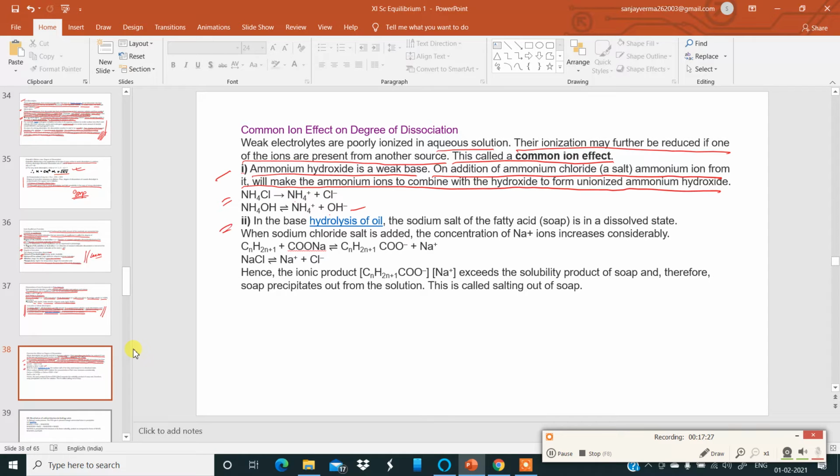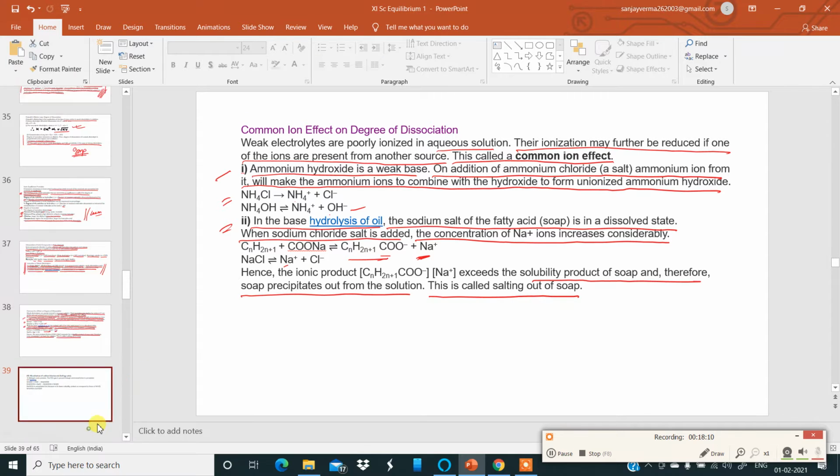In the base hydrolysis of oil, the sodium salt of fatty acid, soap, is in a dissolved state. When sodium chloride salt is added, the concentration of sodium ions increases considerably. So here again, for soap, these are the ions. If we add sodium chloride, the concentration of sodium ions becomes higher. These sodium ions combine back with the fatty acid ions to give back soap. Hence the ionic product of this ion and sodium ion exceeds the solubility product of soap, and therefore soap precipitates out from the solution. This is called salting out of soap.